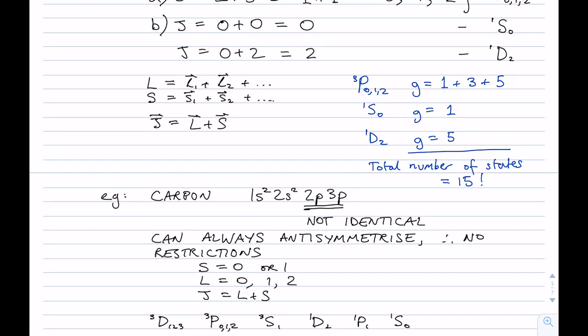Because this is just the basis. It doesn't matter in the end of the day whether you go by LS or JJ. It's just a matter of convenience. In the light elements, it's more convenient to go with LS coupling. In the heavy ones, it's more convenient to go with JJ coupling.